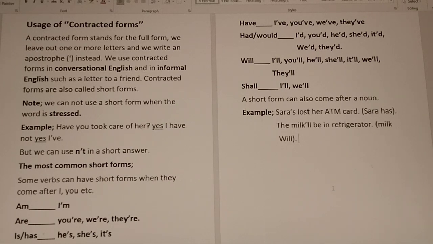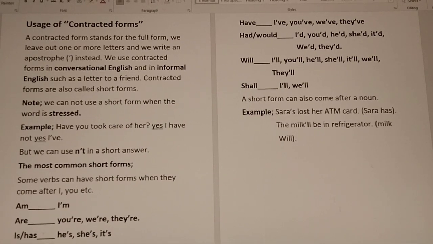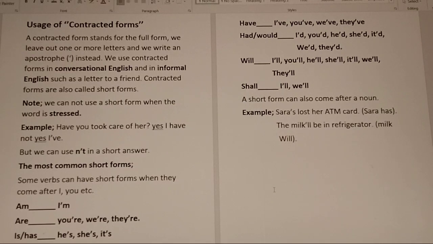The second example, the milk'll be in the refrigerator. Now here, after milk we have just used an apostrophe, and after the apostrophe we have used just double L. So here it means that double L means will. The milk will be in the refrigerator. So it was about today's lecture.